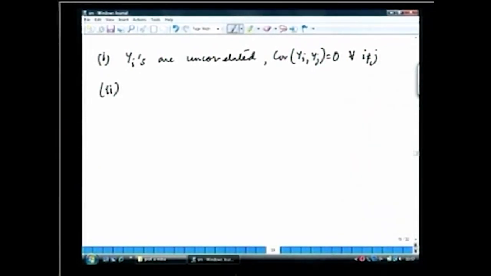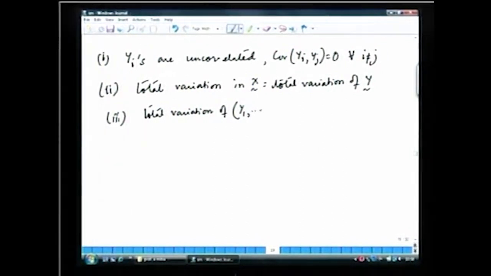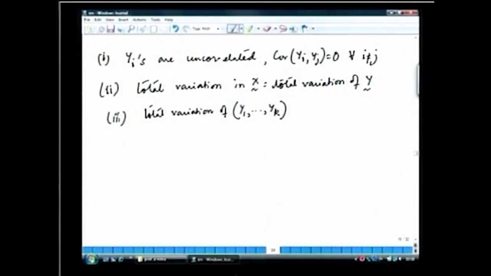The second one is the very thing that we started with, the total variation in x. We say that the information content of y is as good as the information content of x with respect to the total variability present in the data. So, the total variation in x is equal to the total variation of y. But then why do we choose to work with y if this is the situation? Because here comes the most important point: the total variation of y, which is of y1 to yp, is approximately equal to the total variation of y1 to yk.